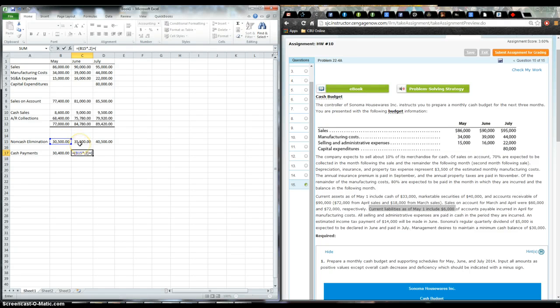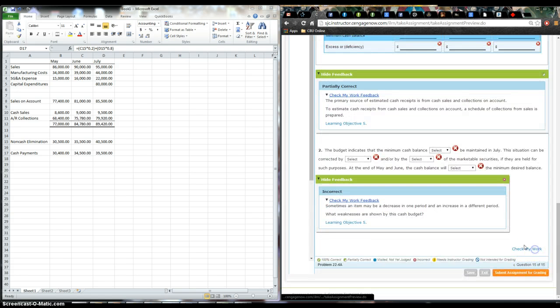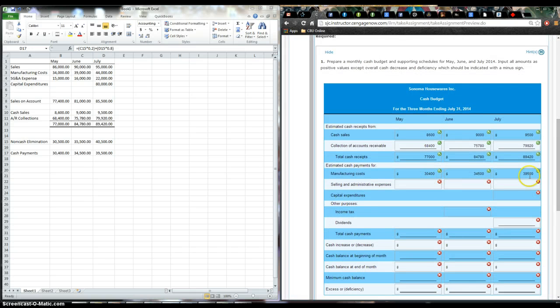So then for June we need to multiply this by 0.8. And we can actually copy that formula over and it will move our stuff over here. So that should be our cash payments for manufacturing costs. So let's check that real quick. We'll input that here into Cengage. And we got it right.